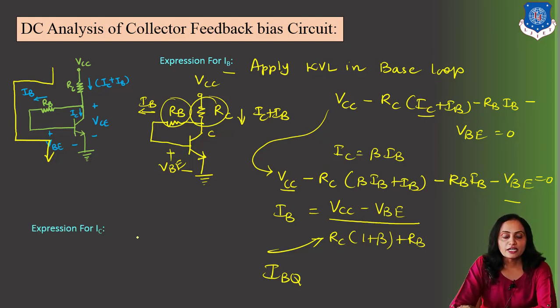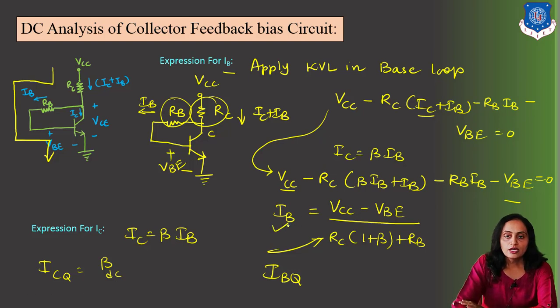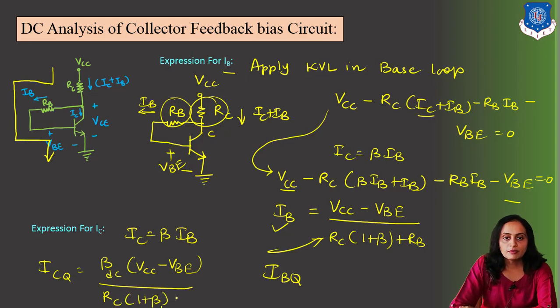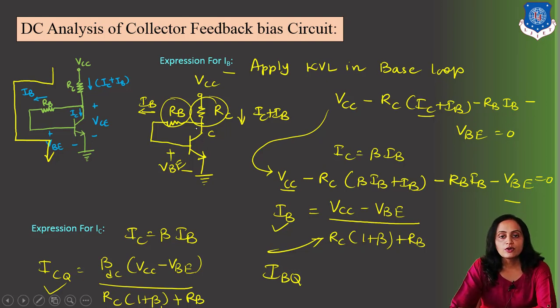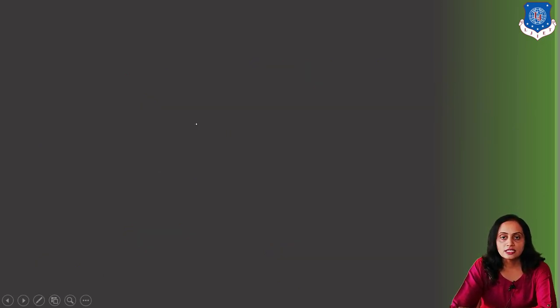Now we will find out the expression for IC. IC is equal to beta IB. So I can write that ICQ is equal to beta DC into the equation of IB, so it will be (VCC minus VBE) divided by (RC into (1 plus beta DC) plus RB). So this is the equation for ICQ. We have calculated one of the coordinates of the quiescent point, that is ICQ.